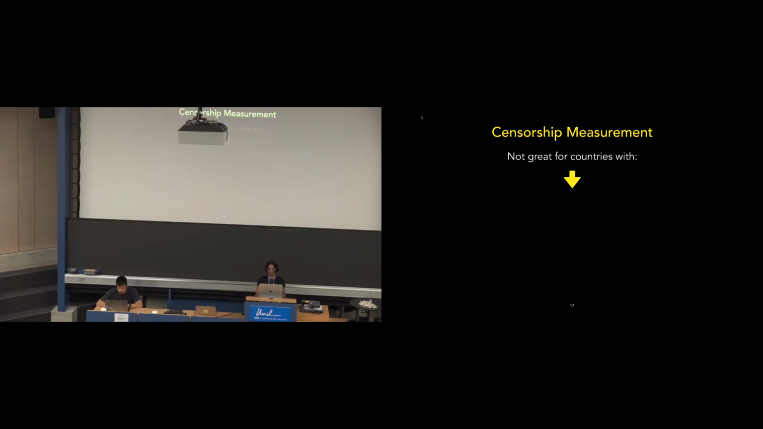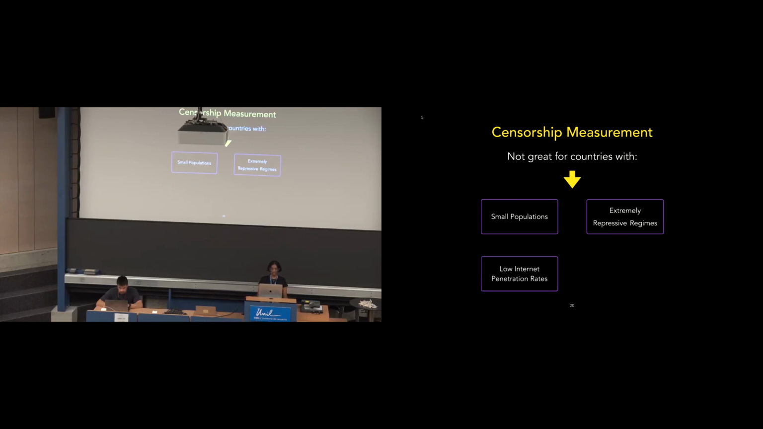However, there is this long tail of smaller countries where these techniques don't work as well, and these countries are often characterized as having small populations, extremely repressive regimes, which makes it difficult to get volunteers, low internet penetration rates, as well as poor internet infrastructure. As a result, even when measurement is possible at times, it usually only gives us a glimpse of censorship at a single point in time. This is often followed by periods of low or no measurement afterwards, and sometimes they can only test a handful of domains as well.